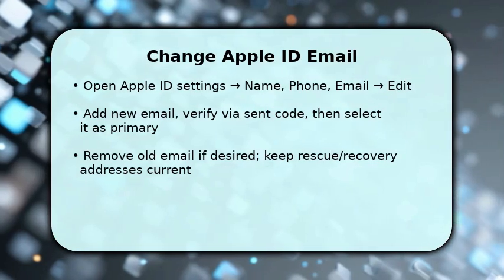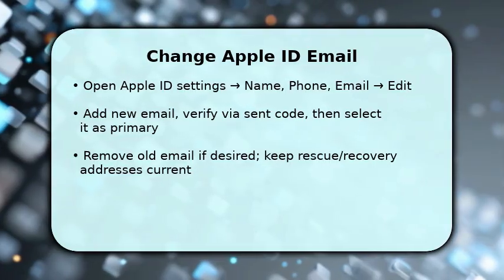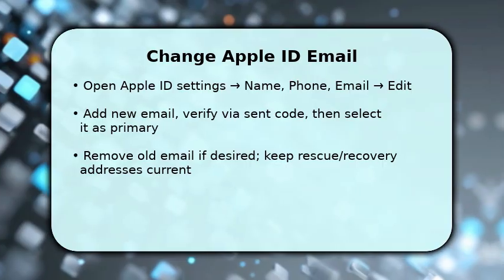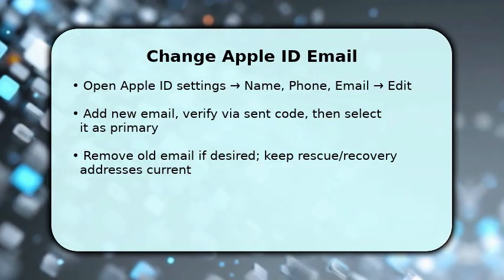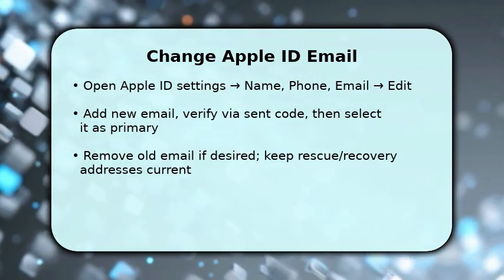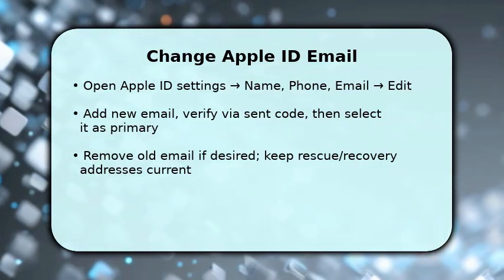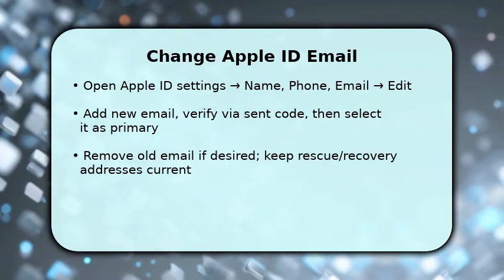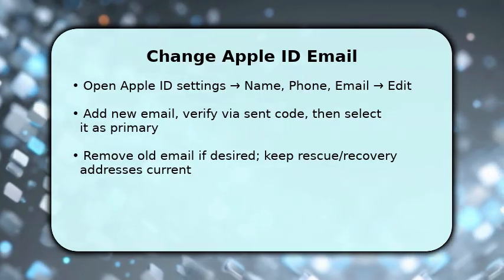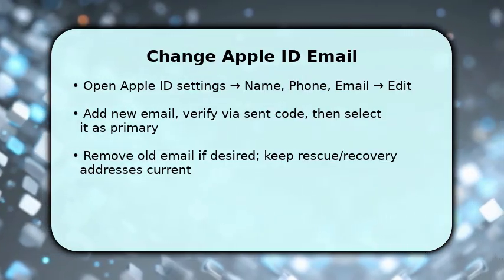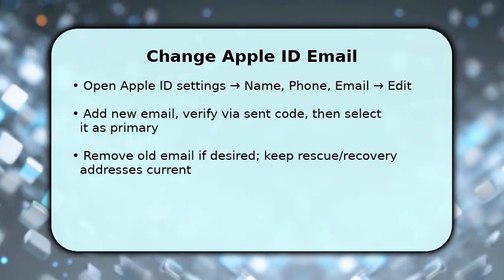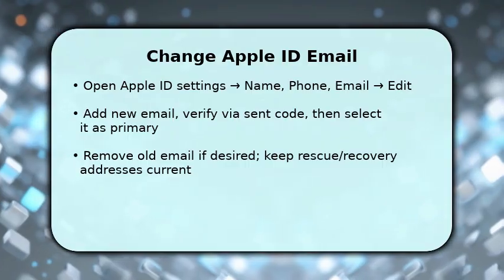Now change the email tied to your Apple ID. Open Apple ID settings and go to Name, Phone, Email, then tap Edit. Add the new email address and watch for Apple's verification code. Enter it when prompted so the account recognizes the new address. Once verified, set that address as your primary Apple ID email, and if you want, remove the old address. Make sure recovery and rescue addresses remain accurate because they help you regain access if something goes wrong.